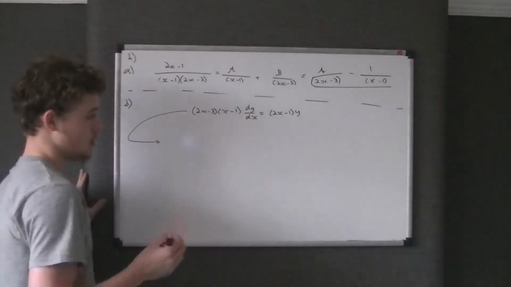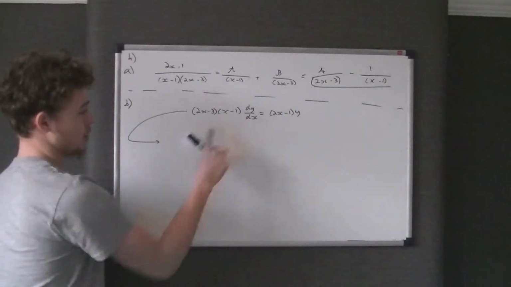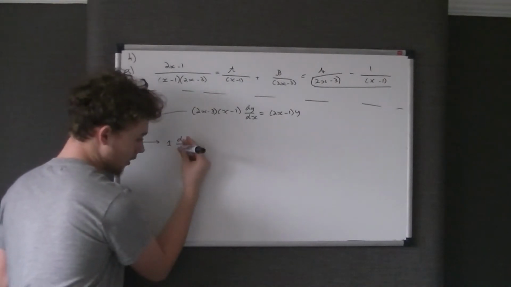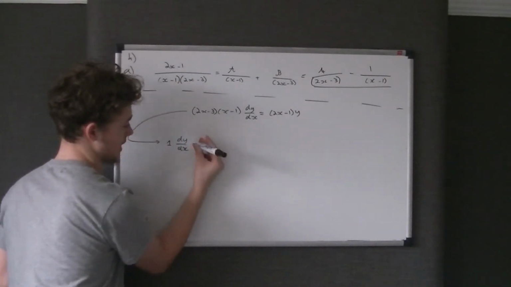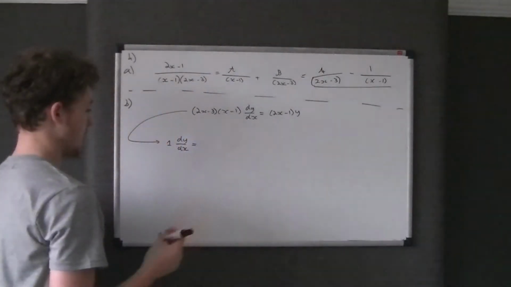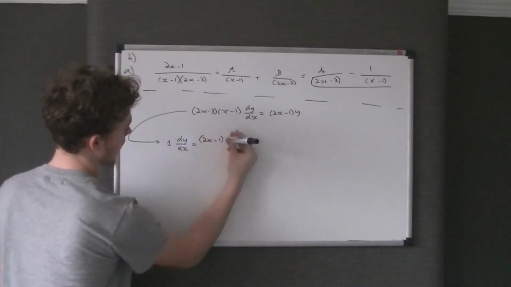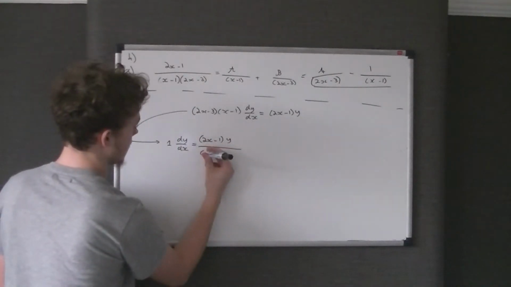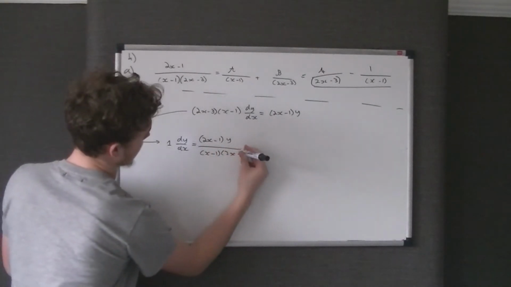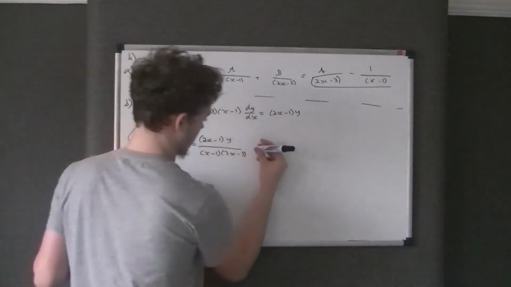So what I'm going to do is divide both sides by 2x take 3 and x take 1. So it's 1 times dy dx. Now you might want to go straight to the next step as well, so skip that step out. But as I said, I'm going to keep it nice and simple. So it's 2x take 1 times y, and that's all over the x take 1, 2x take 3. So now it's looking like the fraction we had before, before we split it up into partial fractions.